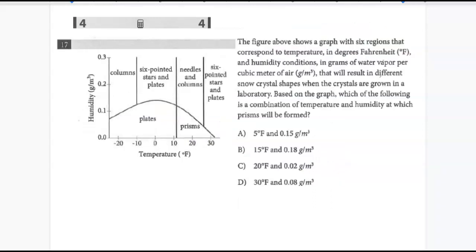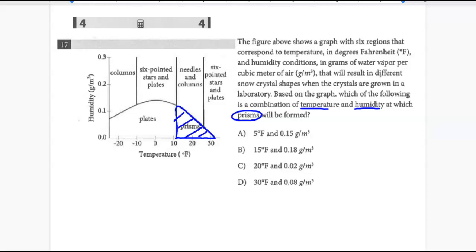Looks like we have a story problem with a graph. The figure above shows a graph of 6 regions, where temperature and humidity conditions are going to result in different snow crystal shapes. Based on the graph, which of the following is a combination of temperature and humidity that will be formed? So they're giving us temperature and humidity, and we need prisms to be formed. So prisms represent this area right here.